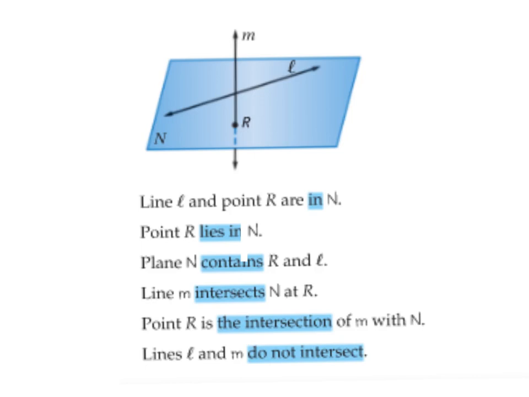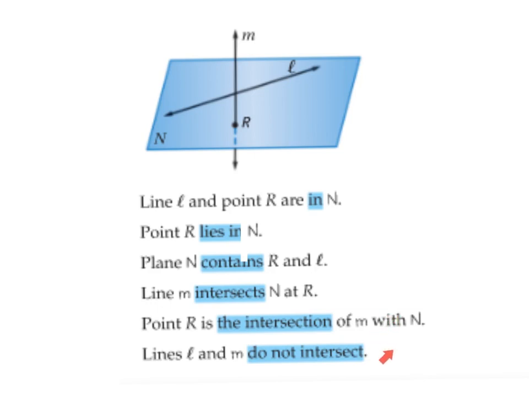And lines L and M do not intersect. Can you see how this line here and this line do not intersect? They're not intersecting at this point. It's just off to the side a little bit. So you've got a line over here in the plane and then a line over here.